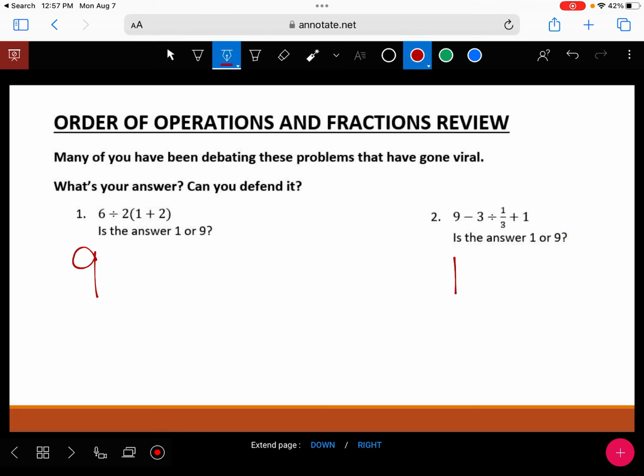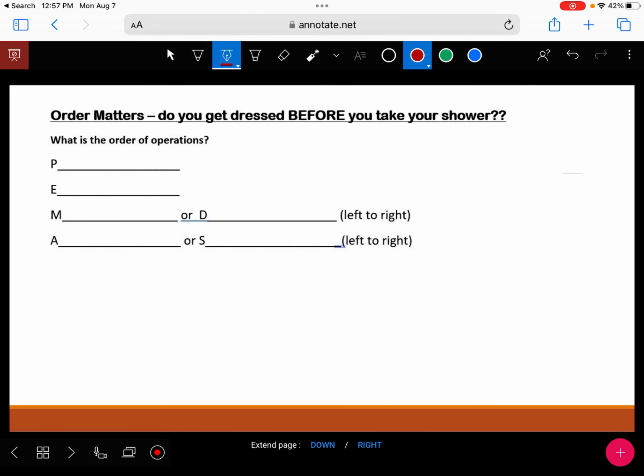So now let's go ahead and actually fill it in. Who gets up in the morning, puts on your clothes, and then gets in the shower? That's out of order, right? There is an order to everything we do. And the same thing applies in math. There is an order of operations. You have to follow them in this specific order.